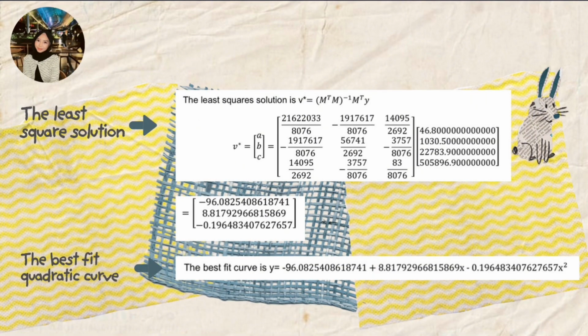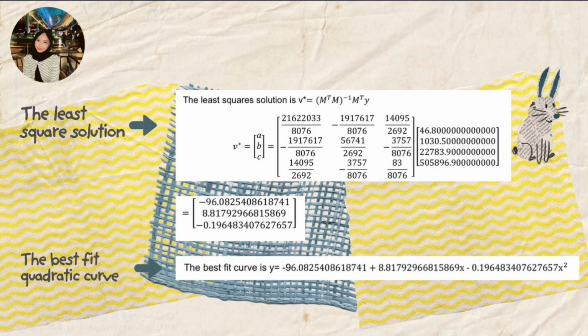Next, we calculate the least square solution using the formula V equals the inverse of M transpose M multiplied with M transpose Y. The least squares method finds the optimal values of the coefficients by minimizing the sum of squared differences between the observed data and the fitted curve. After we compute the inverse of M transpose M and multiply it by M transpose Y, we will obtain the coefficient vector V, and we will get our values of a, b, and c.